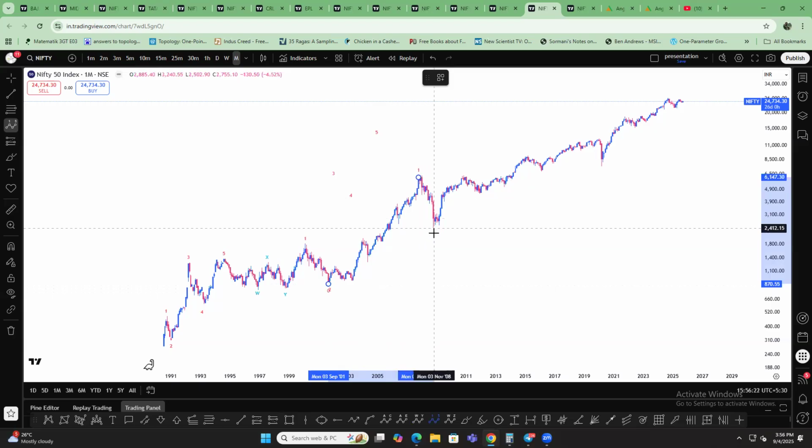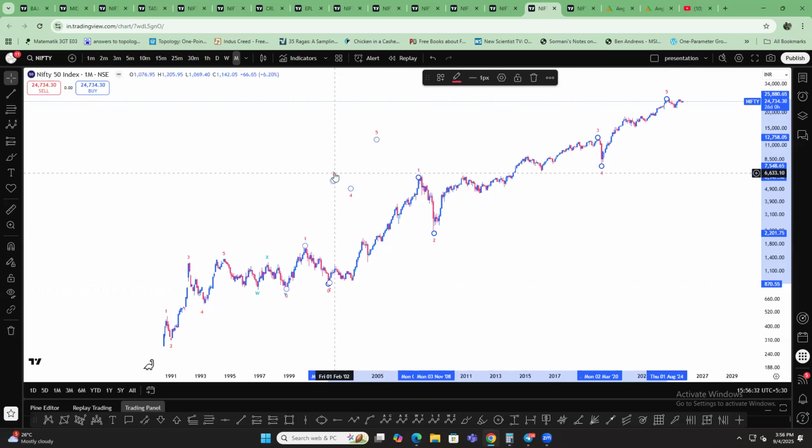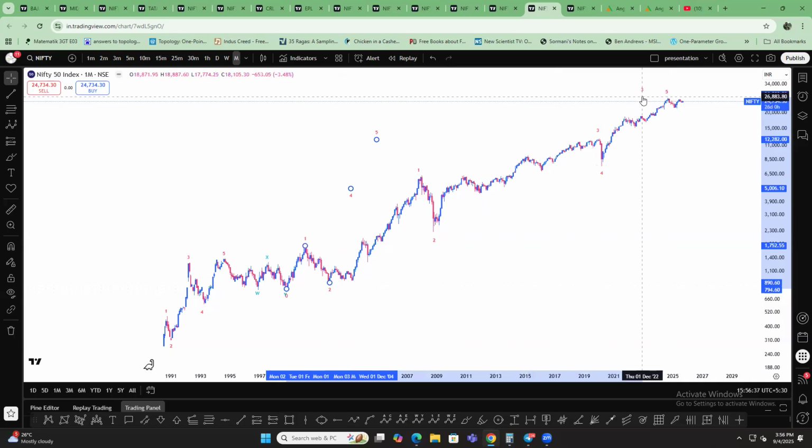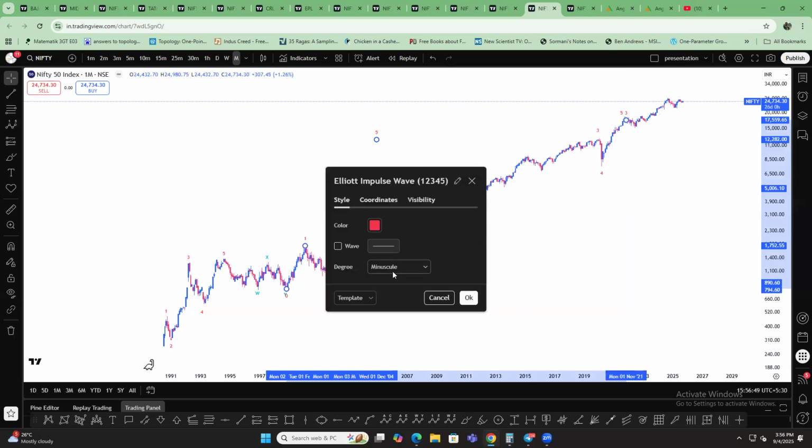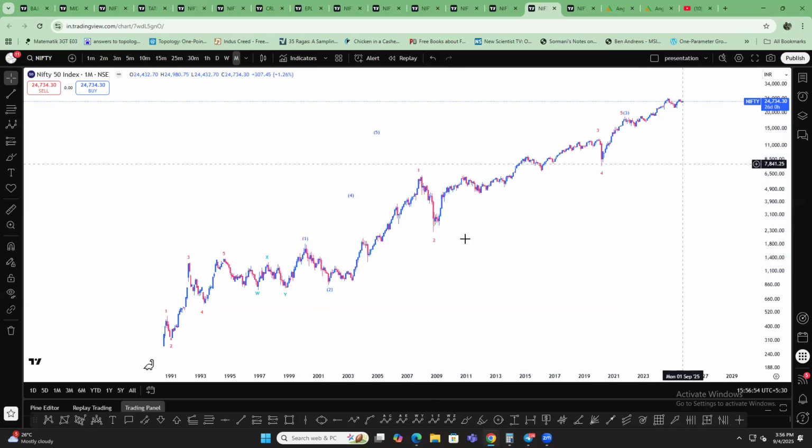So this is 1, 2, 3, 4, and 5. And so this is 5 actually. And completing these were 3. So let's take it sub-micro and change the color so that you can recognize it easily.